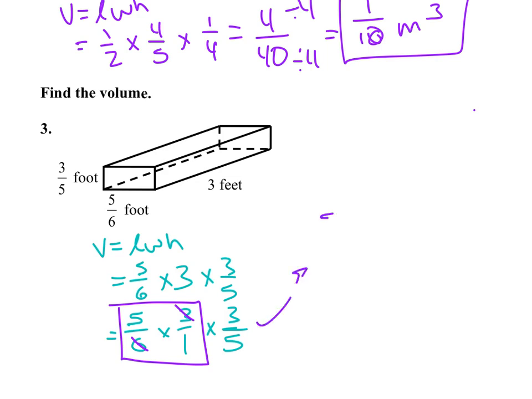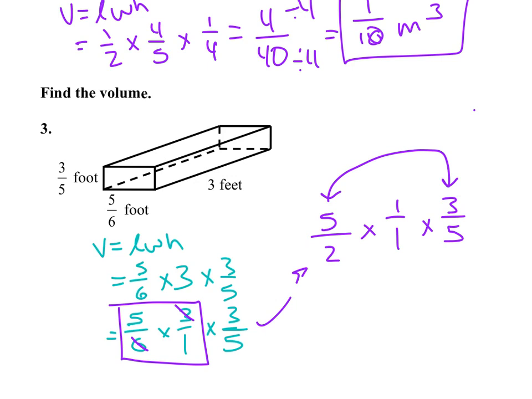So leave the 5 alone. How many times will 3 go into 6? 3 will go into 6 2 times. How many times will 3 go into 3? 1 time. So it's times 1 over 1 times 3/5.